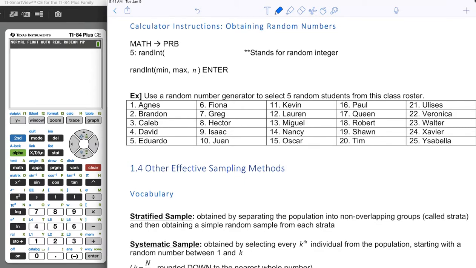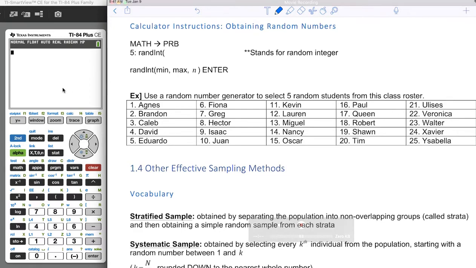In this example here, we're going to use a random number generator to obtain random integers from our calculator. So it says in the example, use a random number generator to select 5 random students from this class roster. So we see that the roster has 25 names on it, and we want to select 5 of them randomly. Human beings are pretty much unable to pick numbers randomly without some sort of bias. So it's usually best to draw the names out of a hat or, in this case, use a calculator.